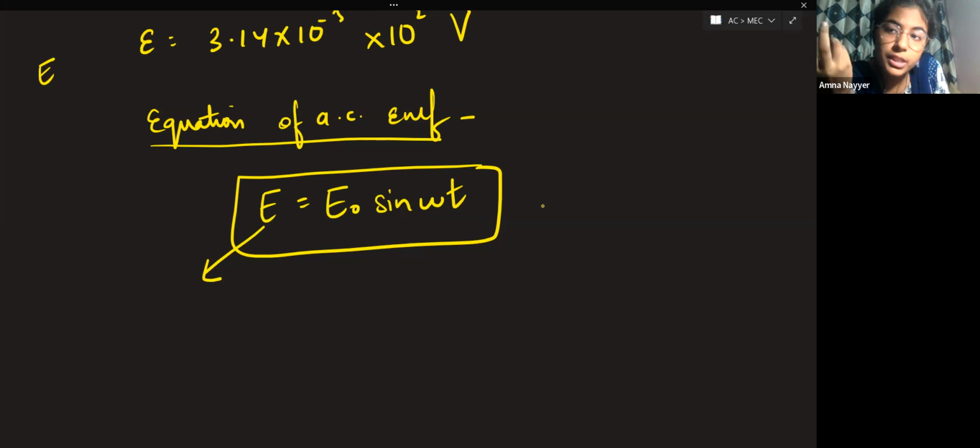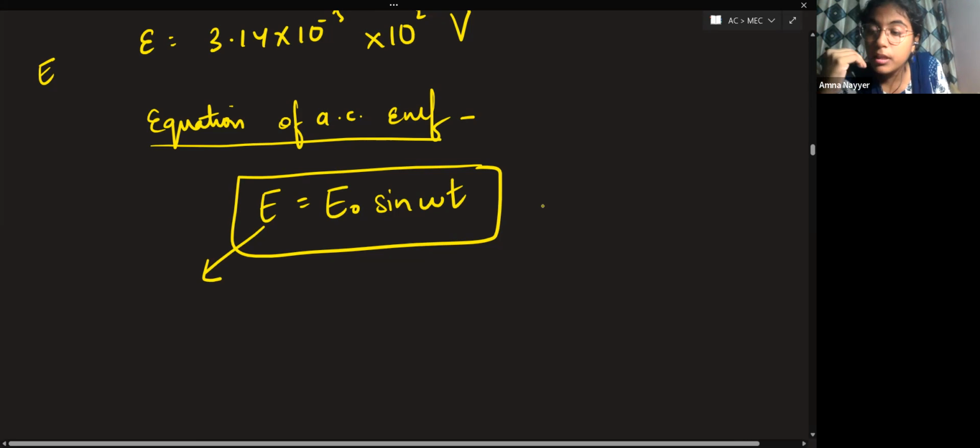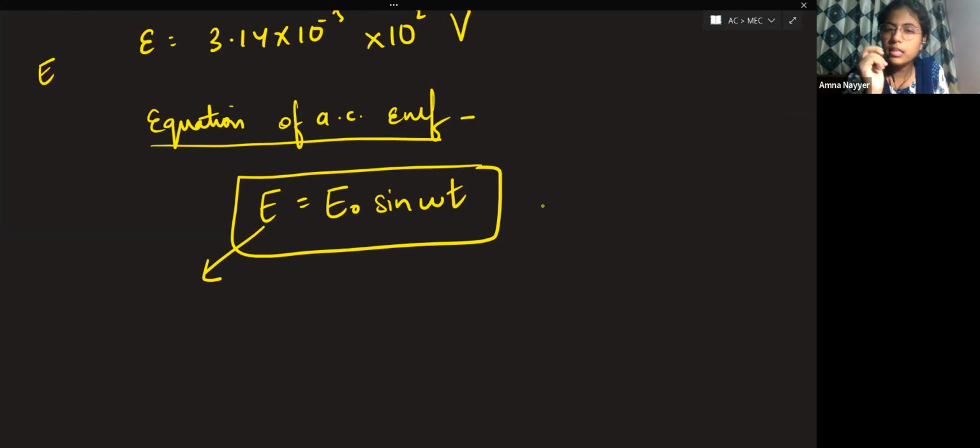So current will be changing. At a certain angle, current will have a certain value. At a different angle, current will have a different value. Then at another angle, current will have another value. Similarly, for different angles, values of EMF will also vary. So exactly at a moment, exactly at an angle, we get the instantaneous EMF.